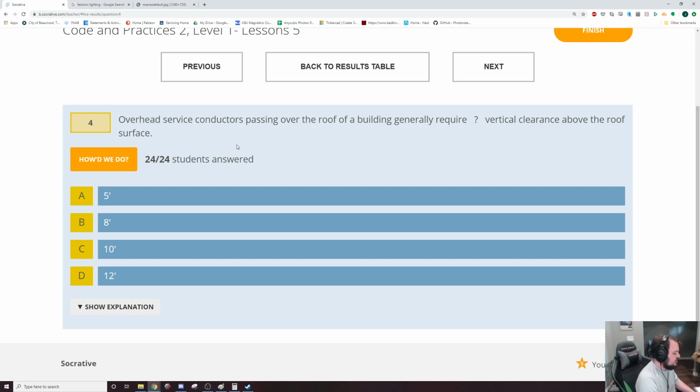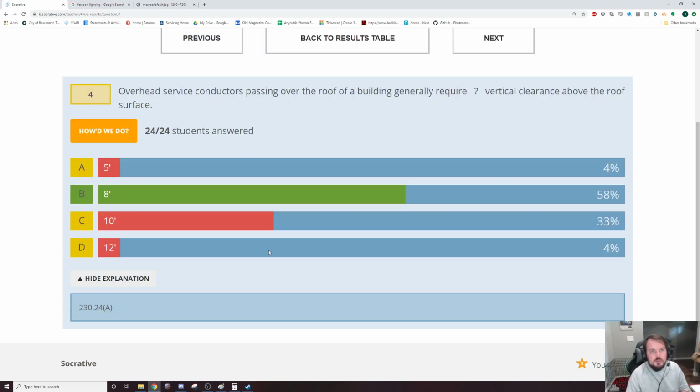Overhead service conductors is where we are going to be looking. Services is Article 230, and if you are looking through 230, overhead service conductors is Part 2 of Article 230, starting at 230.22. But what we're looking for is 230.24A. 230.24A says conductors shall have a vertical clearance of not less than 8 foot above the roof surface. Again, that is 230.24A. You'll see that down at the bottom there.